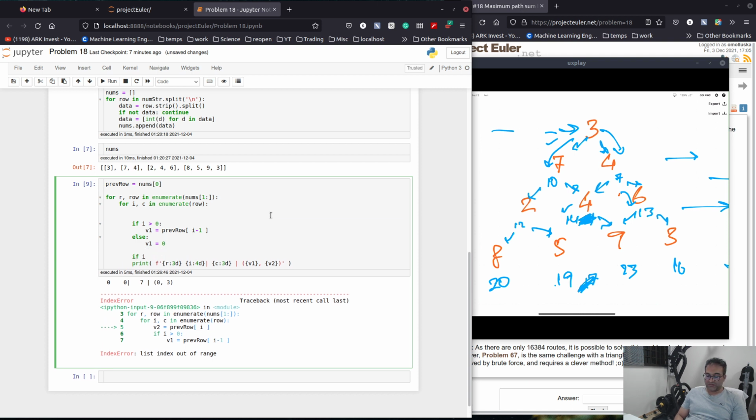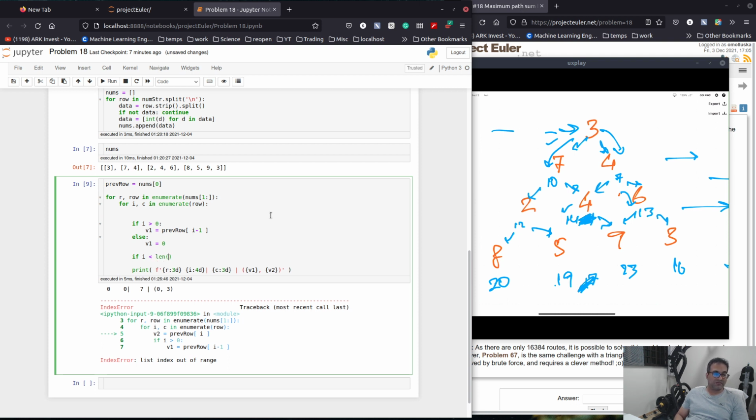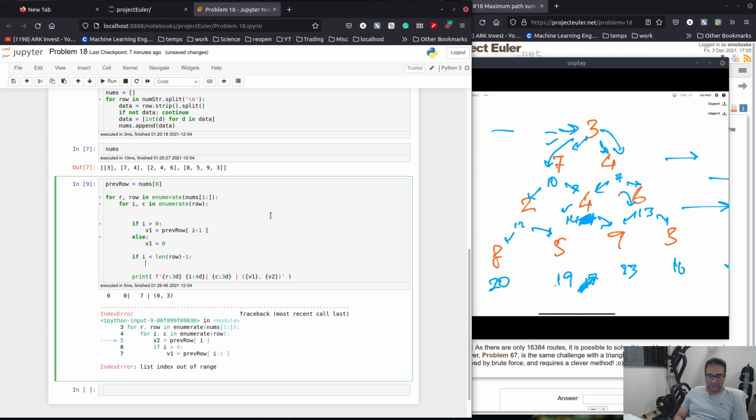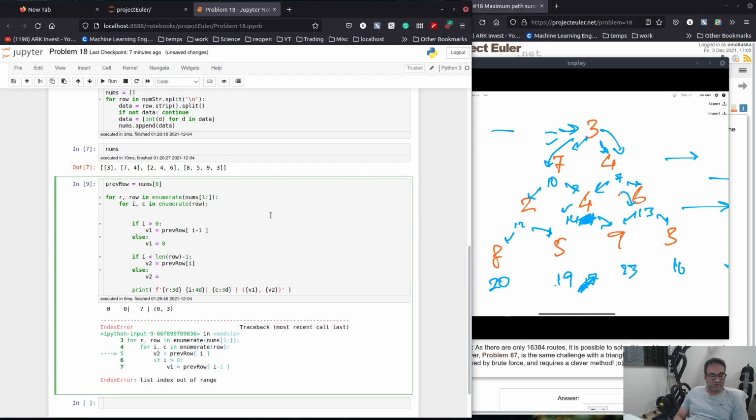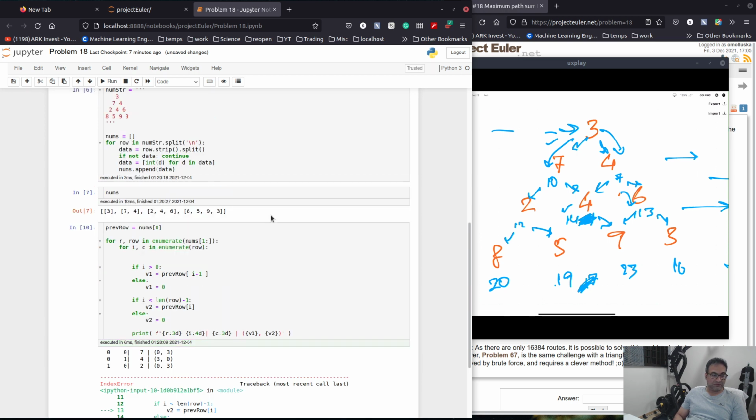If I is less than length of row minus 1, then v2 equals I, else v2 equals 0. Does this work?